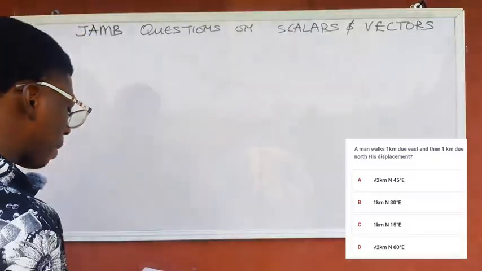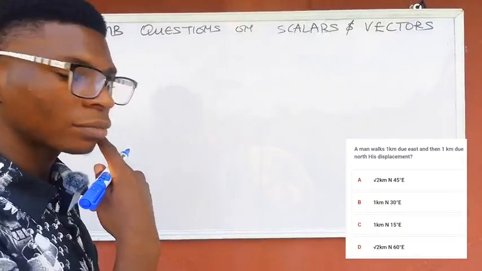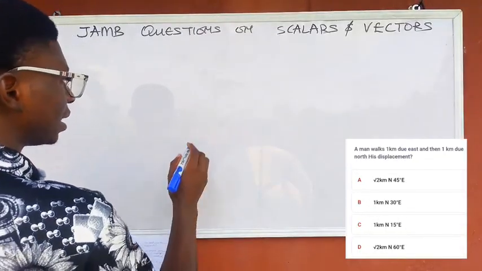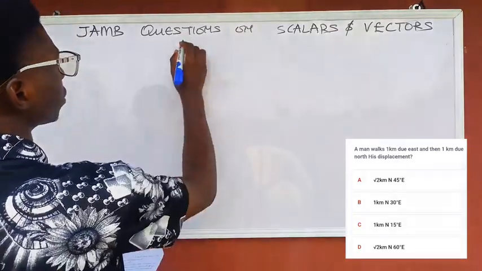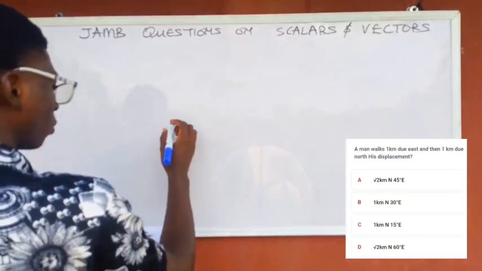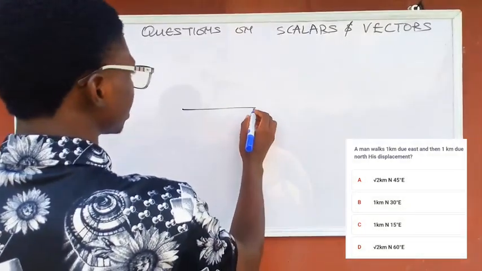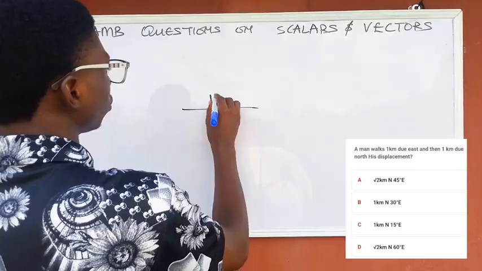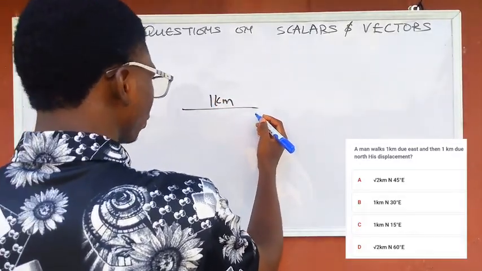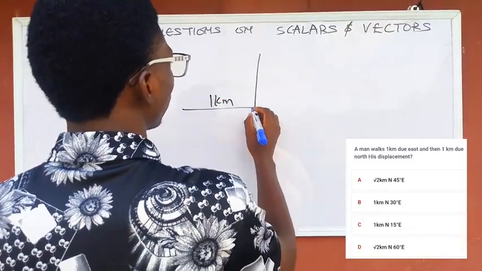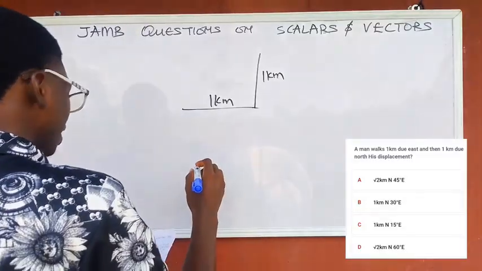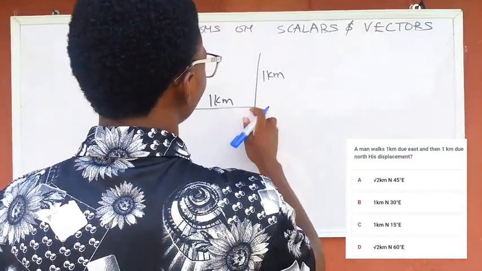Look at this very carefully. A man walks 1 kilometer due east. This is east, right? This is north. And this is west and this is south. So a man walks 1 kilometer due east. This is east, right? So 1 kilometer. And then 1 kilometer due north again. From here, 1 kilometer due north. His displacement is what?